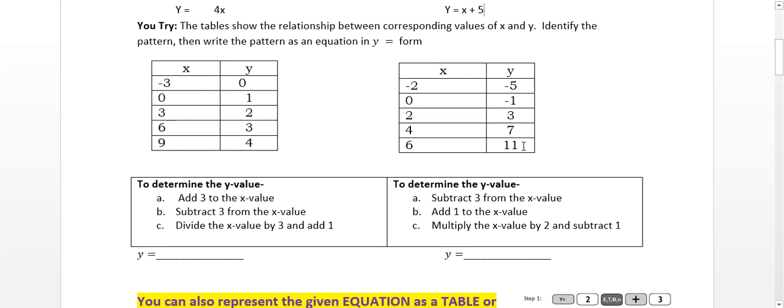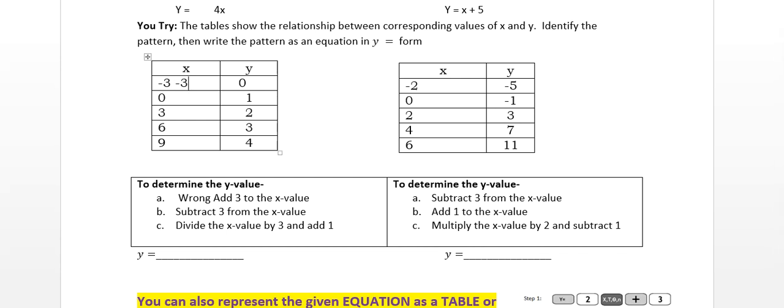So let's try when we have multiple choice. In this first one, it says to determine the y value, and then it asks us, is it A, B, or C? So let's try A first. It says add 3 to the x value. Negative 3 plus 3 does equal 0. So let's try 0 plus 3, because that rule has to work all the way down the table. 0 plus 3 does not equal 1, so we are not adding 3. So this is wrong. Alright, so now let's try subtracting 3 from the x value.